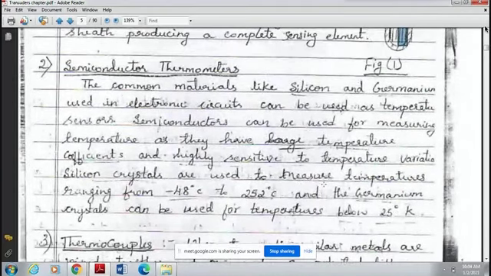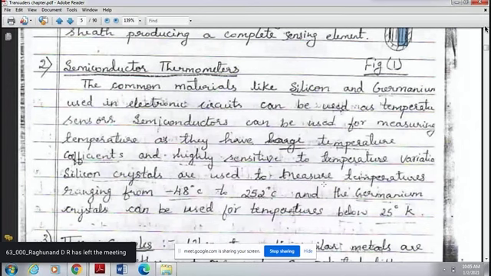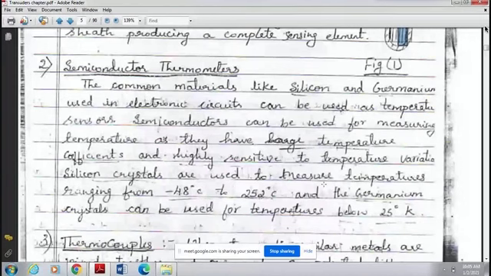The next one is the semiconductor thermometers. Okay, semiconductor thermometers. Here, the commonly used materials which act as semiconductor thermometers are silicon and germanium. They are used in electronic circuits which can be used as temperature sensors. Semiconductors can be used for measuring temperature as they have large temperature coefficients and are highly sensitive to temperature variations. Okay, they are highly sensitive to the temperature variation that occurs.